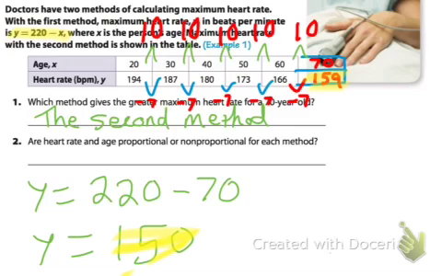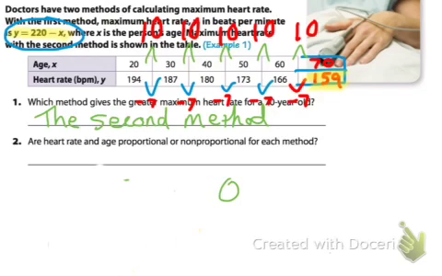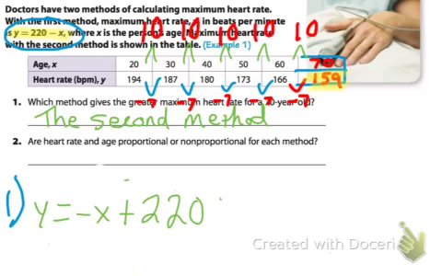Are heart rate and age proportional or non-proportional for each method? Well, if we look at the first one, if we were to rewrite the first one in the form y equals mx plus b, we simply switch the 220 and the negative x. So method 1 would be y equals -x plus 220. So that is non-proportional. Non-proportional for method 1.